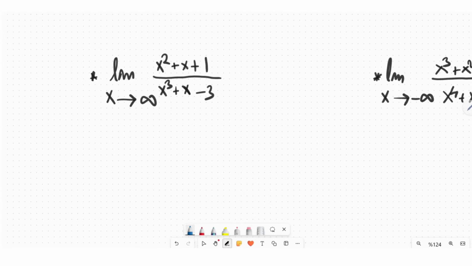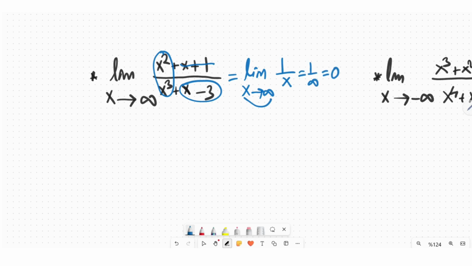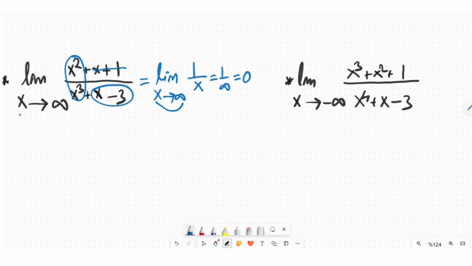And look at this example. As x goes to infinity, these terms can be ignored, and these terms can be ignored. We just focus on x squared over x cubed. In that case, we have x at the bottom. Let me write here, the limit as x goes to infinity of x squared over x cubed is 1 over x. As x goes to infinity, we got 1 over infinity. The answer will be 0. Attention here, the degree of the top is smaller than the degree of the bottom. That's why the limit will be 0 as x goes to infinity.